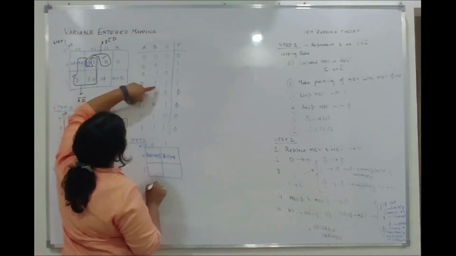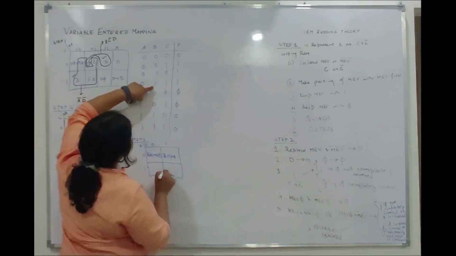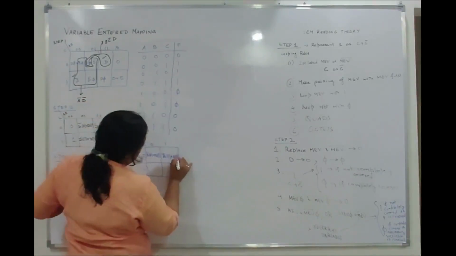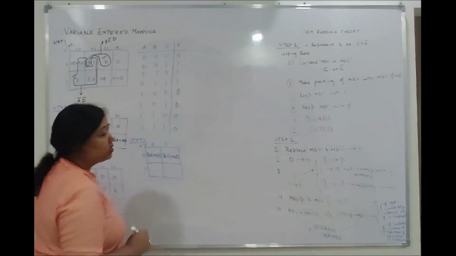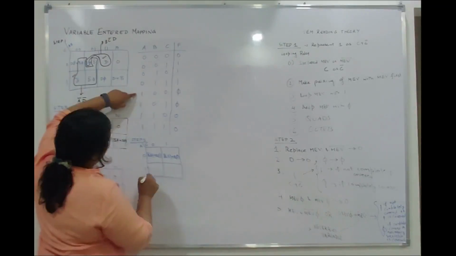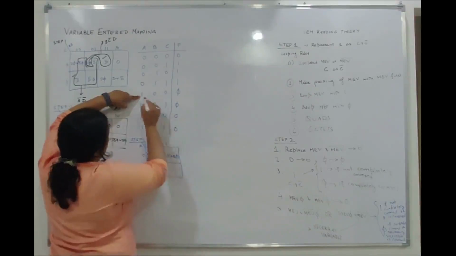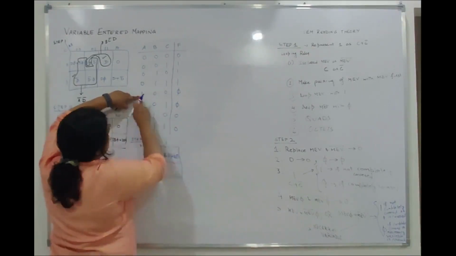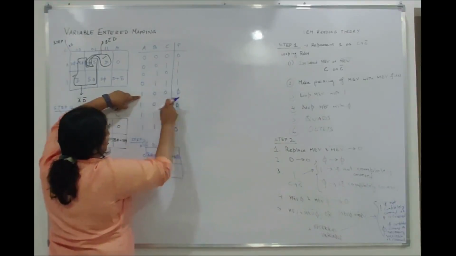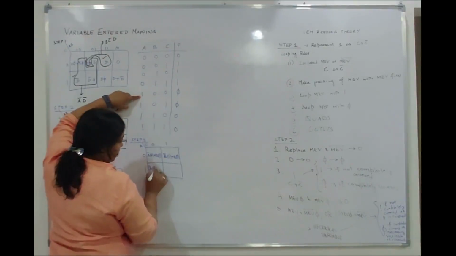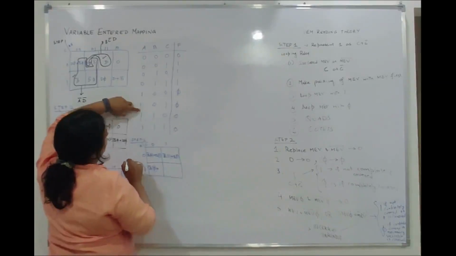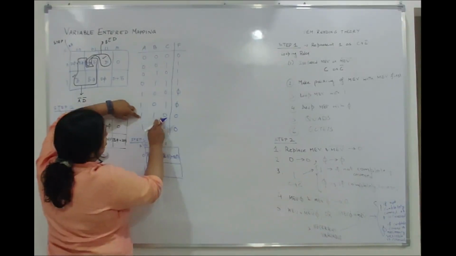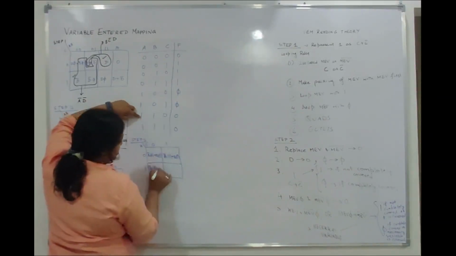For A 0 and C 1, for B, output is 1. This is how you plot it. Then A1 and C0. When A is 1, C is 0, for B bar output is 5. For A1, C0, for B output is 0.